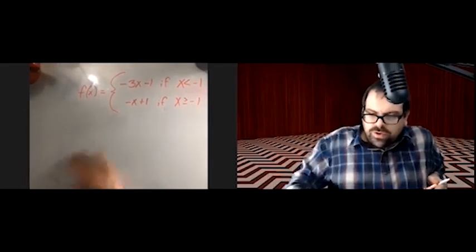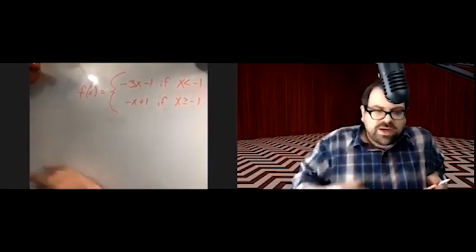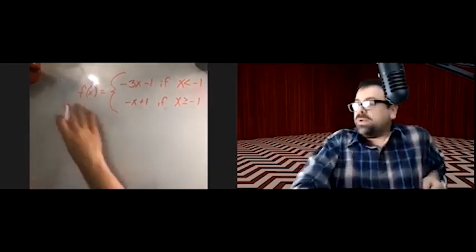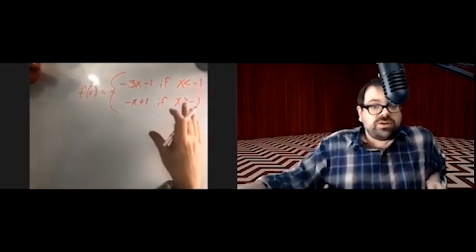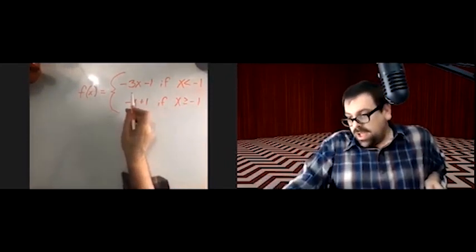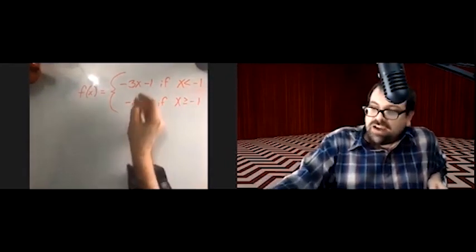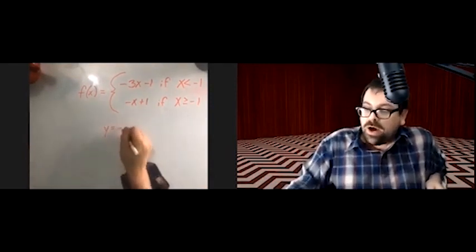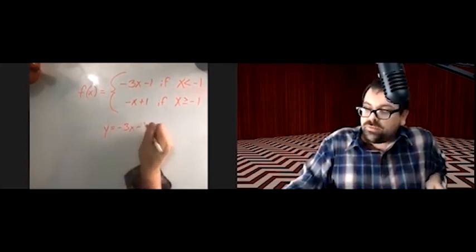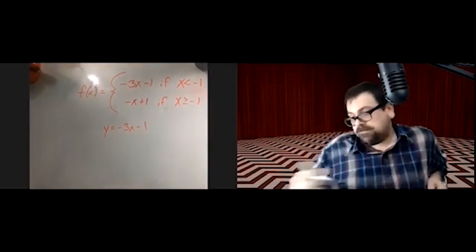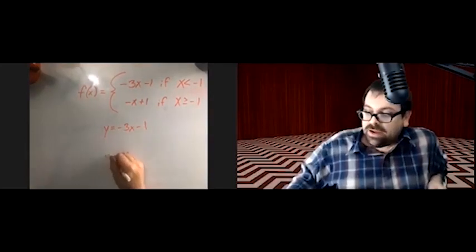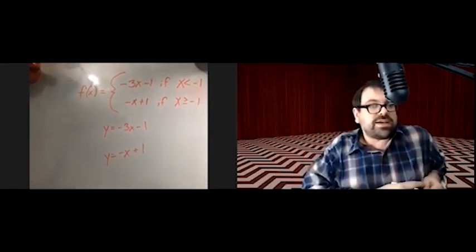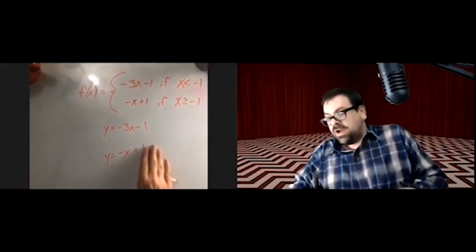So in order to be able to graph a piecewise function, you have to be able to graph lines. Before we even get into the piecewise function of it all, I want to say we know how to graph both of these things. We know how to graph y equals -3x minus 1. We know how to graph y equals -x plus 1. So I'm going to graph them both.